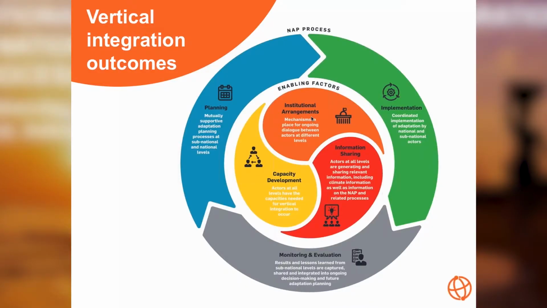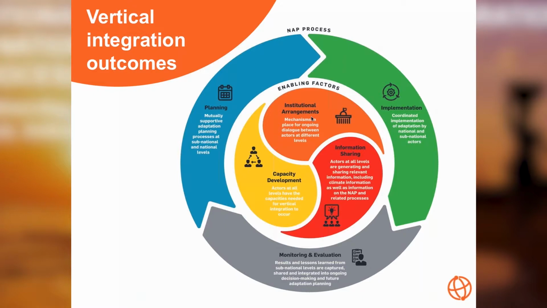This graphic provides an overview of what we are aiming for with vertical integration in NAP processes. The outer circle represents a simplified version of the NAP process, which we have organized into 3 key dimensions: planning, implementation, and monitoring and evaluation. During planning, vertical integration yields mutually supportive adaptation planning processes at national and subnational levels. Vertical integration in implementation leads to coordinated implementation by national and subnational actors. For M&E, it's about ensuring that results and lessons from subnational levels are captured and used in ongoing decision-making and future planning for adaptation.